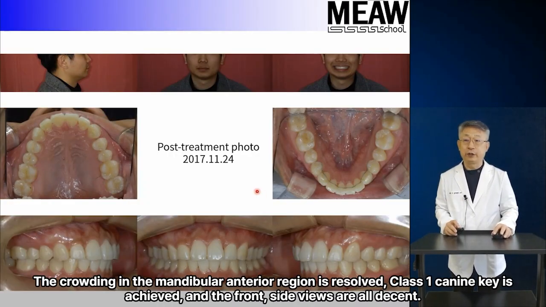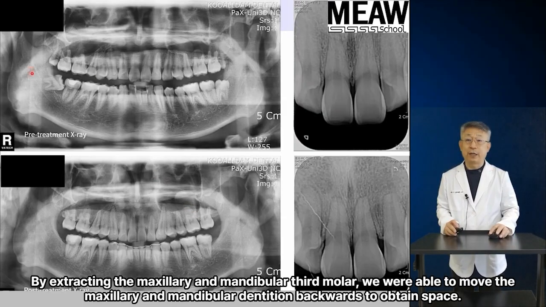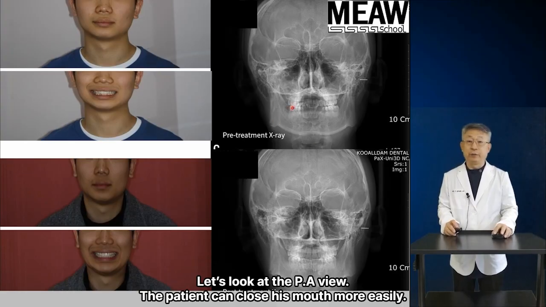The crowding in the mandibular anterior region is resolved. Class 1 canine key is achieved, and the front and side views are all decent. By extracting the maxillary and mandibular third molars, we were able to move the maxillary and mandibular dentition backwards to obtain space. Let's look at the PA view. The patient can close his mouth more easily.